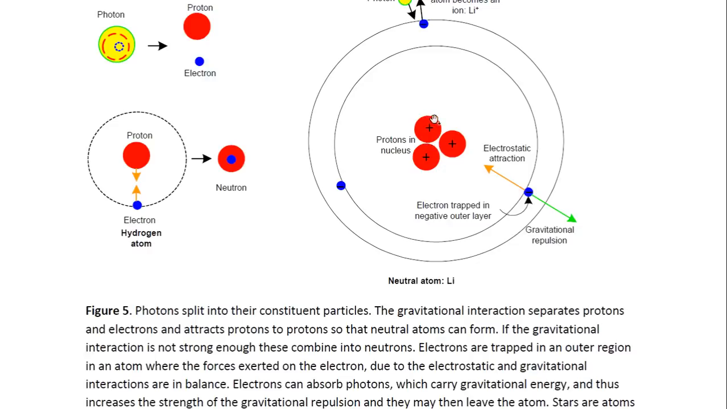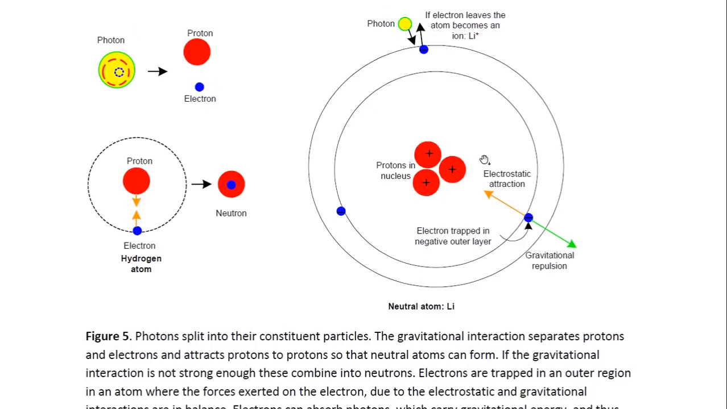And this causes electrons to leave the atoms at the center of the star and move outwards towards the edge, and thus form a layer of electrons where they are basically trapped in the same way as electrons are trapped outside the nucleus of an atom.